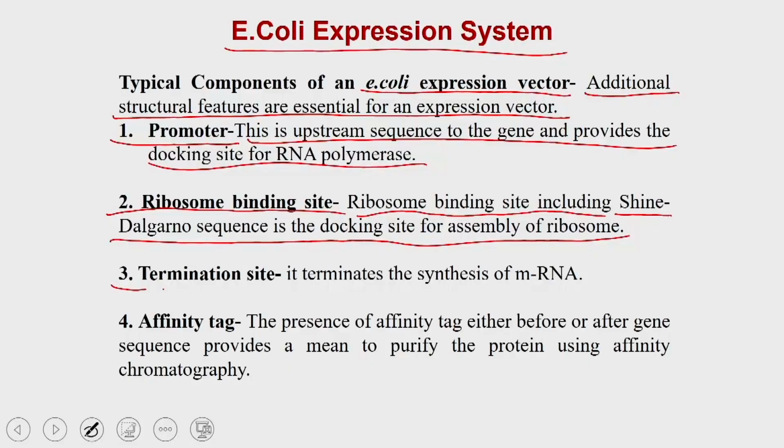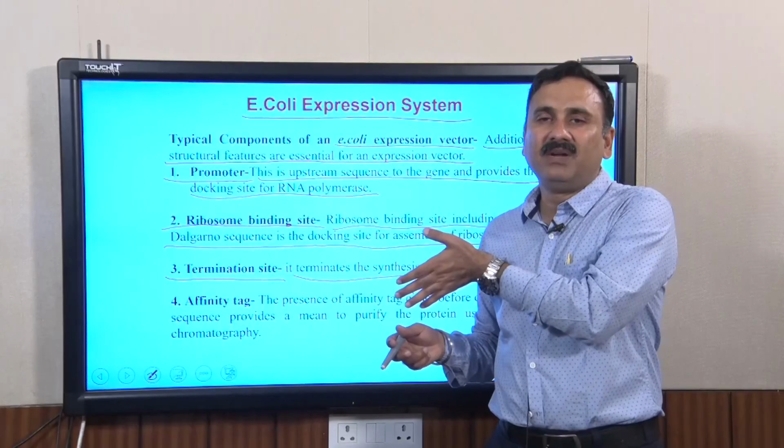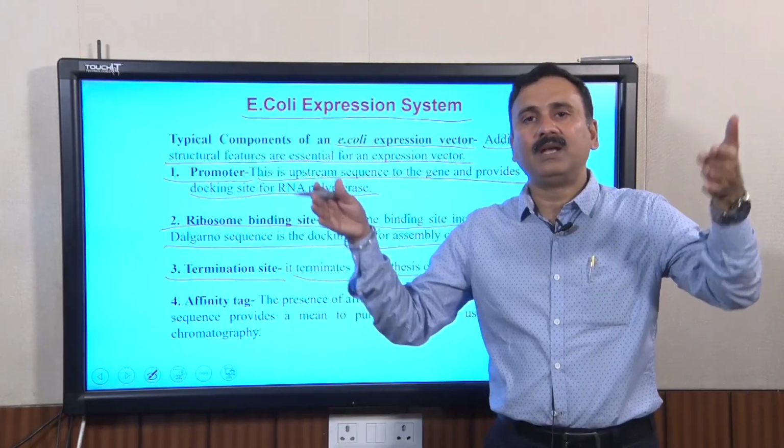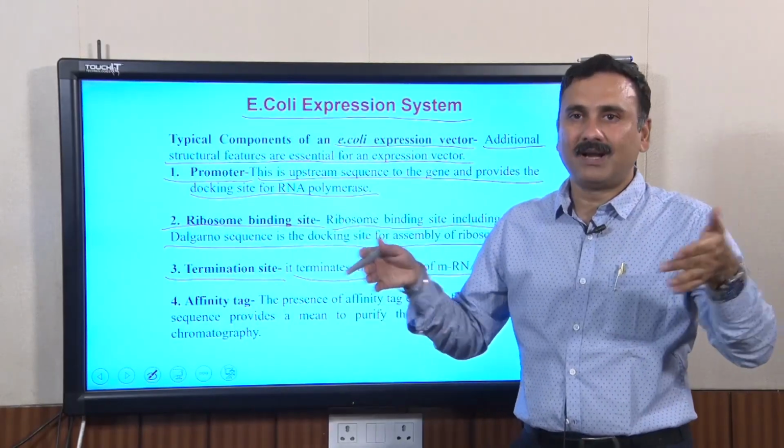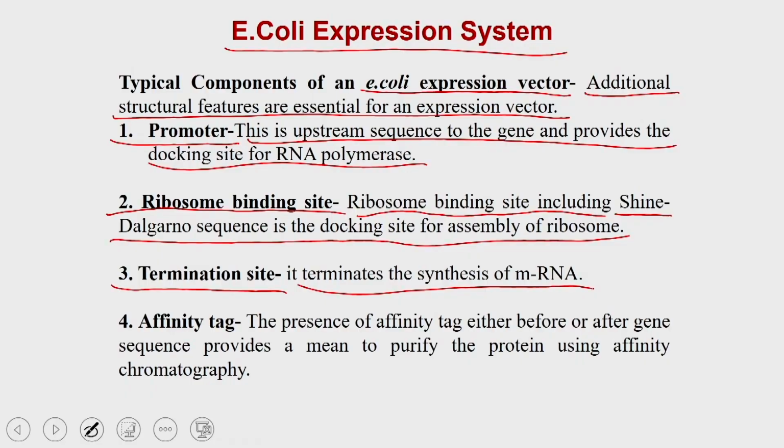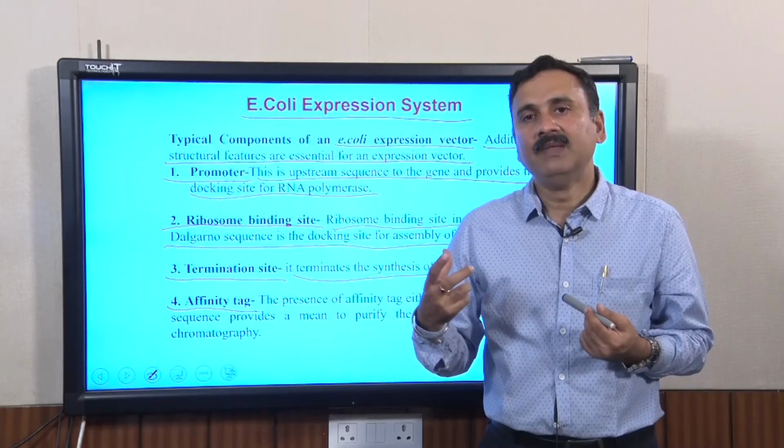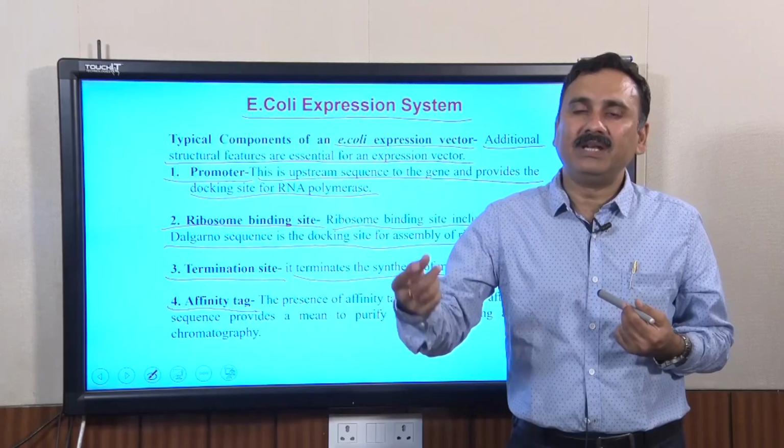The third is the termination site, because once you start the synthesis of transcription you have to terminate, so that you get the fully matured messenger RNA. And then at the end, because you also want to facilitate the purification of that particular proteinaceous factor, you could put in affinity tags.